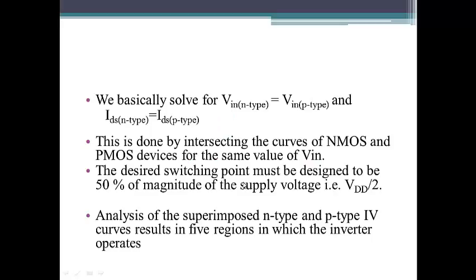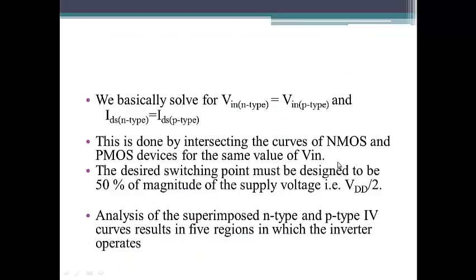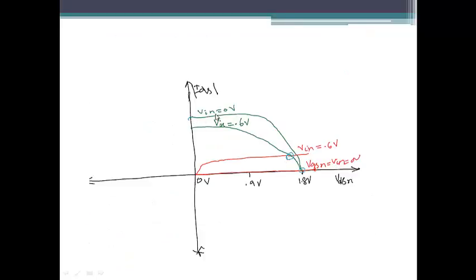Okay, which goes like this. So now if I move it here, it will be coming like this. Okay, that's what we are seeing here. So I am superimposing this. Now this curve and this curve, they intersect at this point. Okay, so I get a point here.